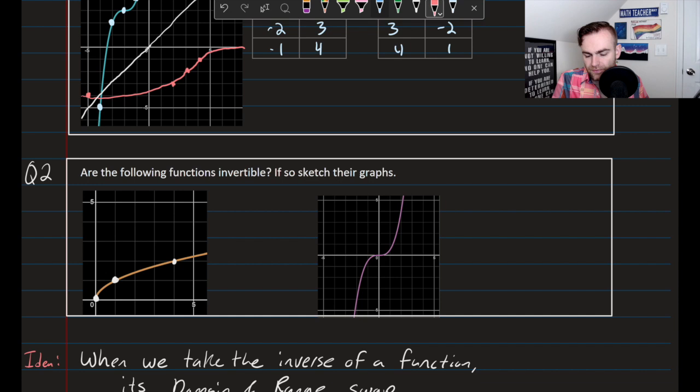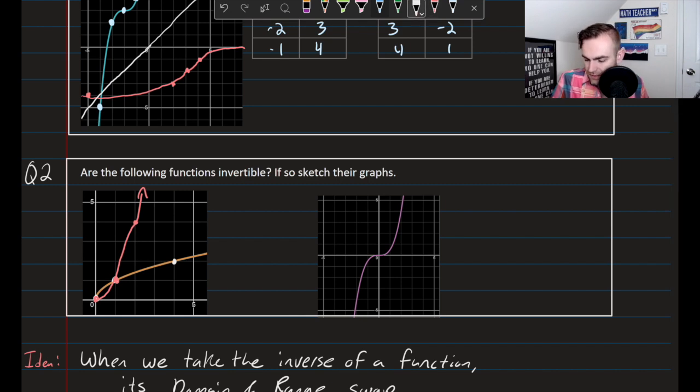And then I'm going to flip those points. So 0, 0 flipped is 0, 0, 1, 1 flipped is 1, 1. But this 4, 2 is going to be 2, 4. So this looks like that. A little bit more curvy, but you know, it works.